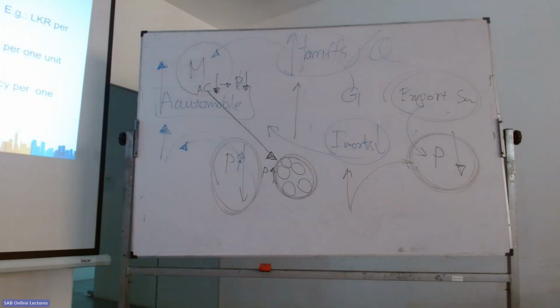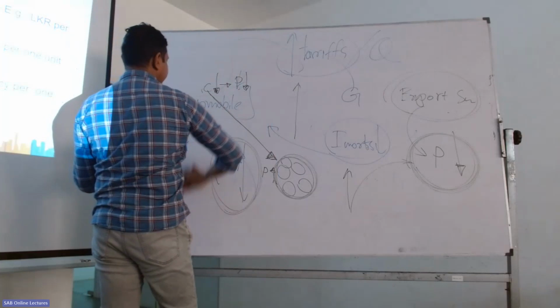And this section is about foreign exchange rate. Foreign exchange rate is the price of one currency in terms of another currency. For example, Sri Lankan rupees per USD, Australian dollars per USD. So foreign exchange rate is expressed between two currencies. The price of one currency per unit of another currency.